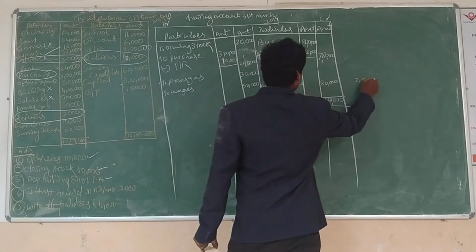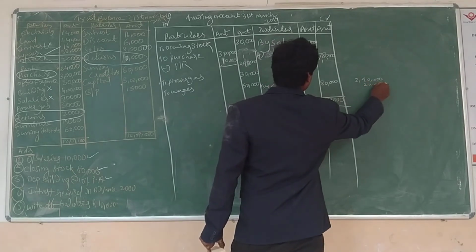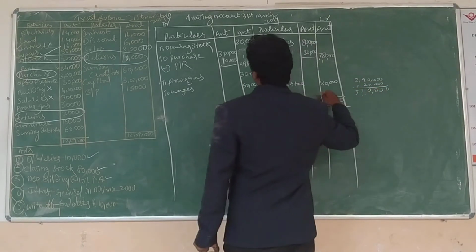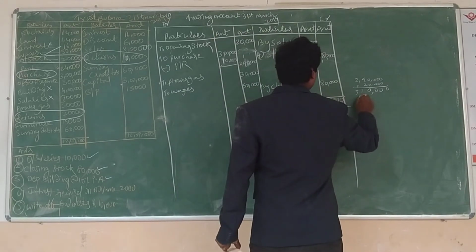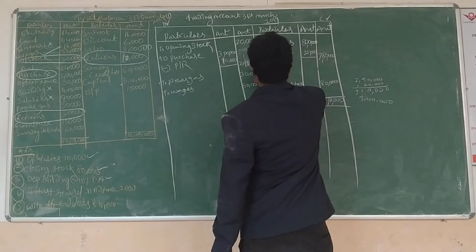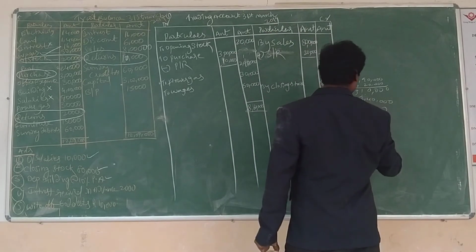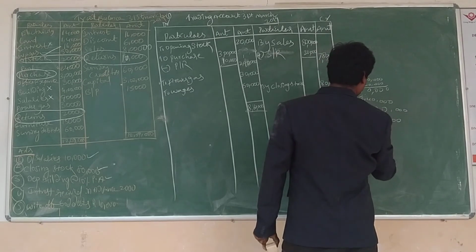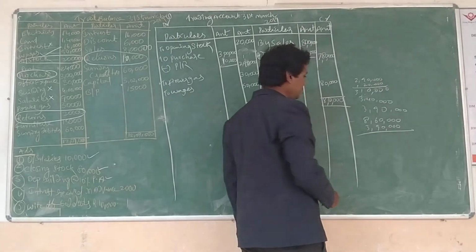So how much? 290 plus 20, 3,10,000. Next 30,000, 3,40,000. 3,10,000 plus 3,40,000 plus 50,000 is 3,90,000. Minus 8,60,000. 3,90,000. What is the balance? What is the balance, students?